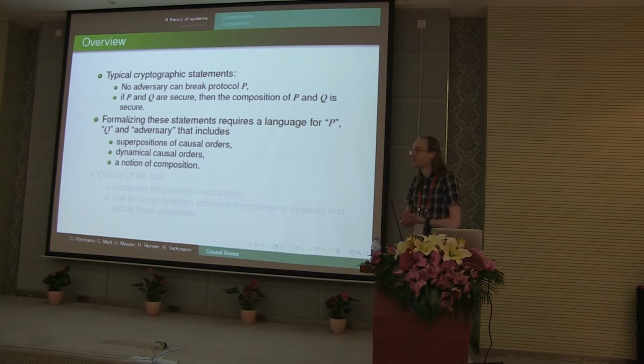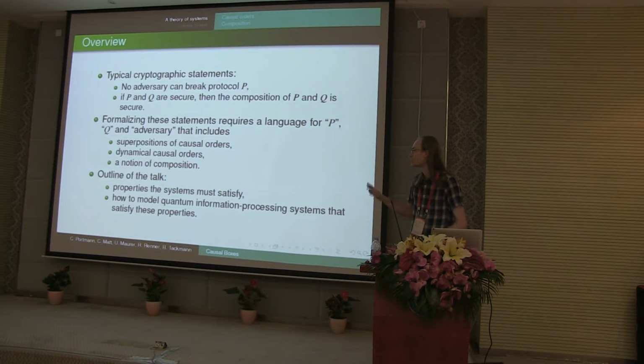And since this can be implemented, we want this included in our set, because if it's not there, then we can't make reasonable statements about what can be done, what an adversary can do. We also want causal orders to be dynamical, because we want to be able to decide, in one step, in what order things happen. And of course, you need a notion of composition just for the statement of P and Q. You can compose P and Q.